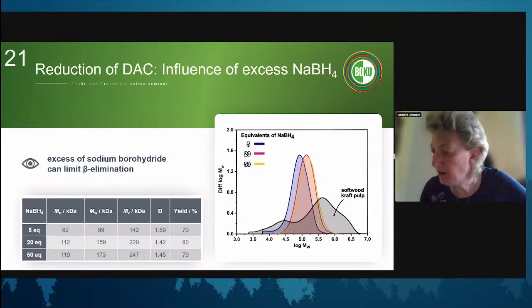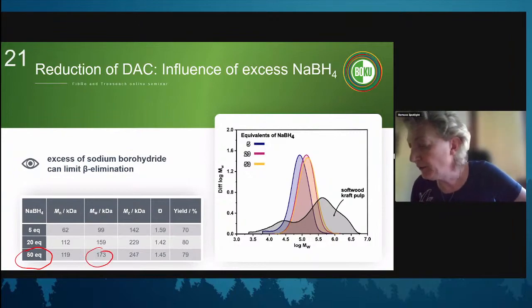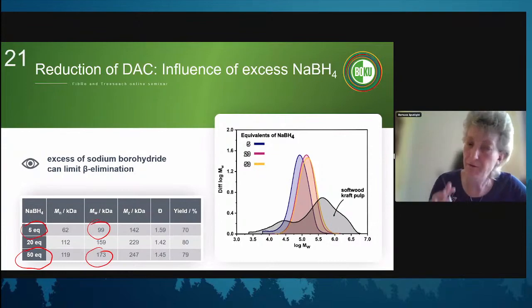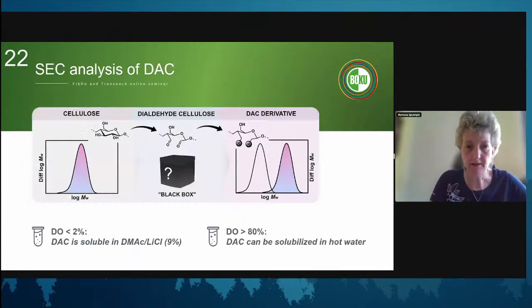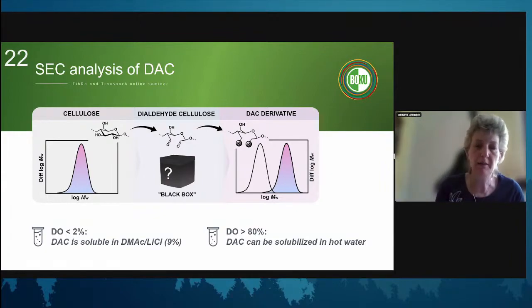But we see here that if we offer 50 equivalents, we have an MW of 173, while with just 5 equivalents, we have roughly half of that. So if we add a lot, that can preserve our molar mass stability a little bit. Okay, so which means that reduction is not the way to go in order to figure out the molar mass of our dialdehyde cellulose if we exceed the soluble portion in dimethylacetamide lithium chloride.